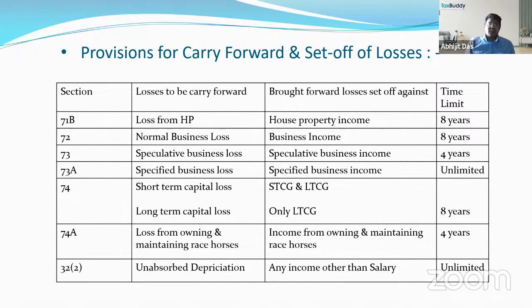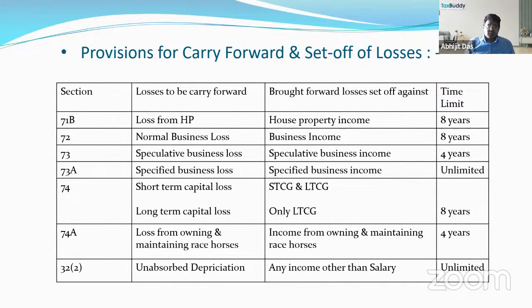According to section 74, carry forward of short-term capital loss or long-term capital loss. In case of short-term capital loss, it can be adjusted against short-term capital gain as well as long-term capital gain in the subsequent period, and the period available for such adjustment is 8 years. In case of long-term capital loss, it can only be adjusted against long-term capital gain in the subsequent period, and the time period available for such adjustment is 8 years.